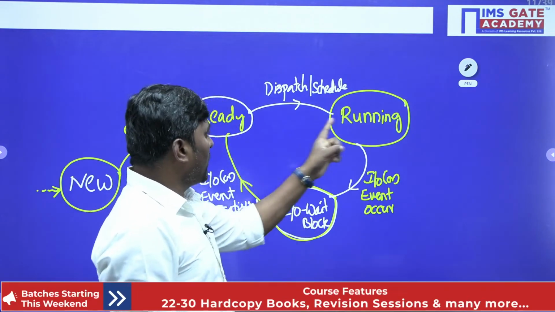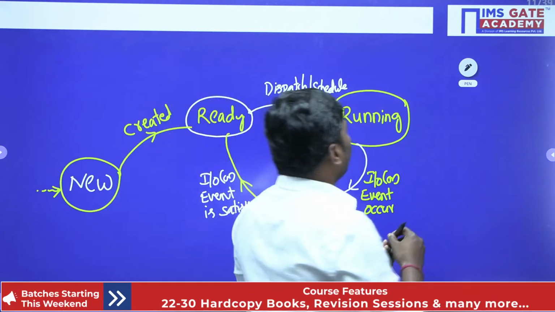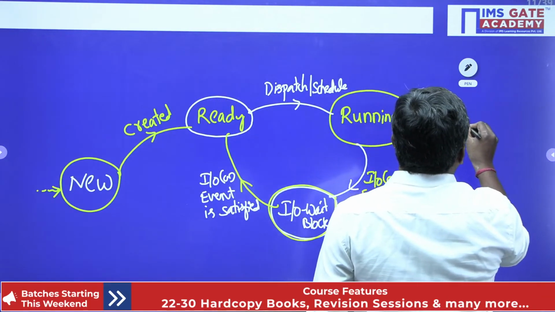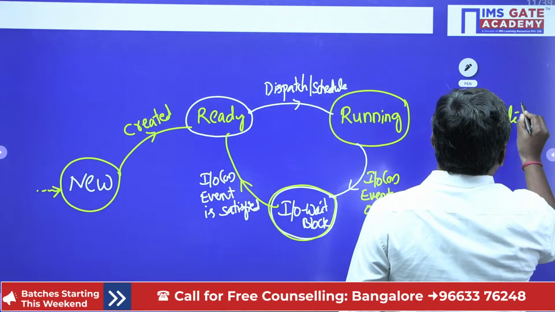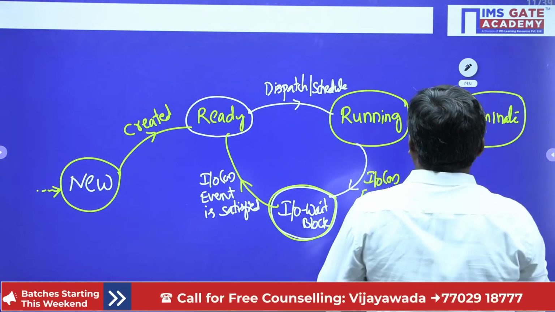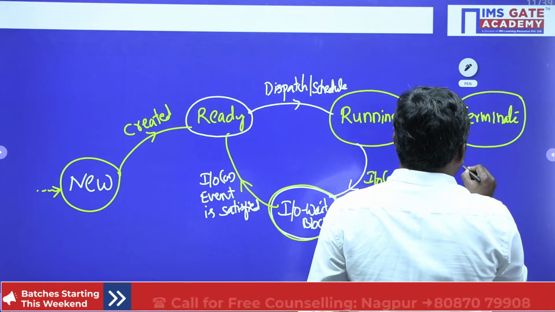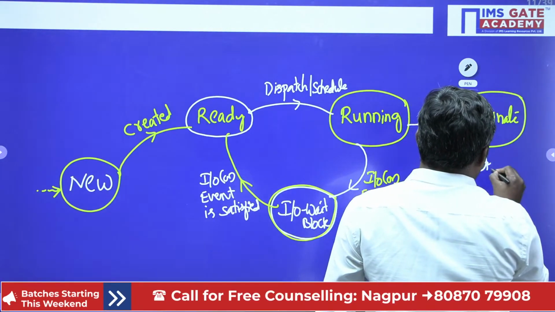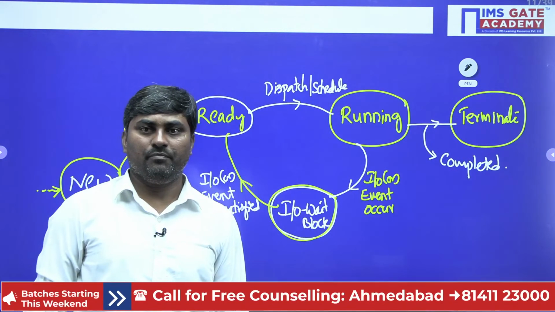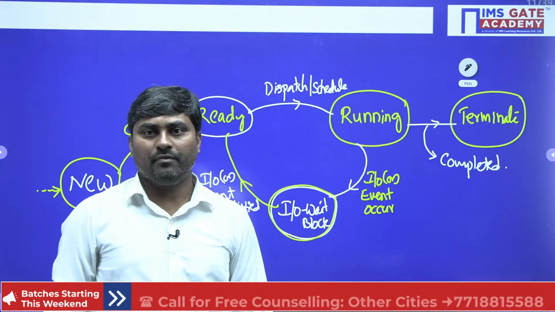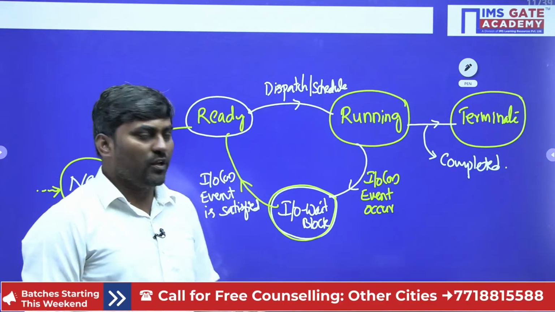Now suppose the process is running and its execution is completed. Execution completion means we should terminate it. Here the terminate state is there. So execution completed means termination. This transition is named execution completed: terminate the process. Is this transition clear? Very simple.